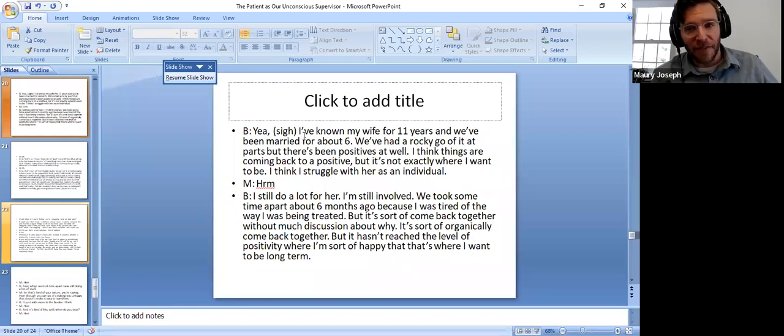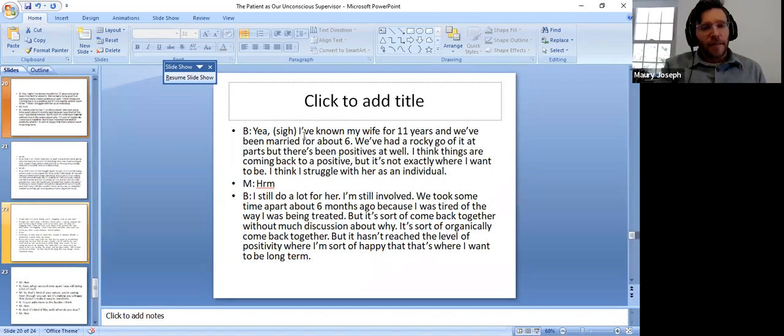And my intervention is, I still do a lot for her. Okay, a little more detail. I'm still involved. We took some time apart about 6 months ago because I was tired of the way I was being treated. But it's sort of come back together without much discussion about why. It's sort of organically come back together. But it hasn't reached the level of positivity where I'm sort of happy that that's where I want to be long term.